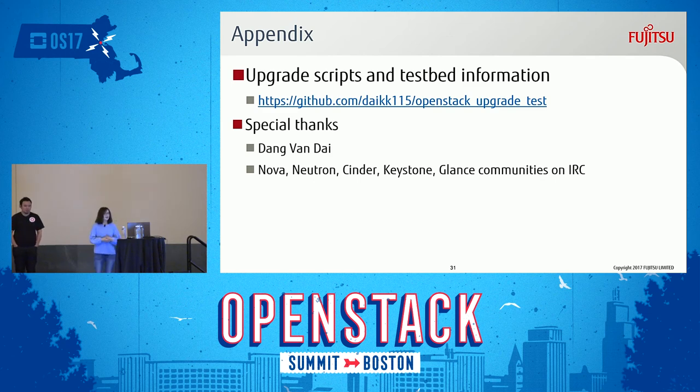GitHub repo. And we also would like to thank the communities for helping us while we were trying to do these upgrades. If you have any questions, I think they will be very happy to answer them on IRC. Also a special thanks to our colleagues who helped us a lot while we were implementing these tests. Okay, so now we are ready to take some questions. Hopefully we can answer your questions.